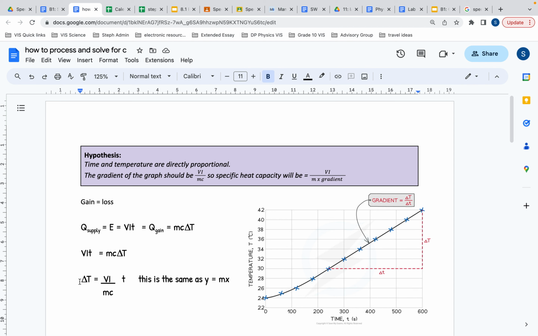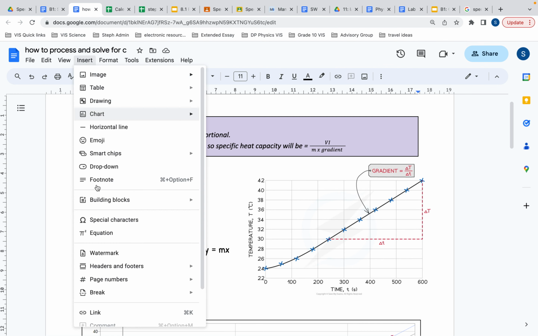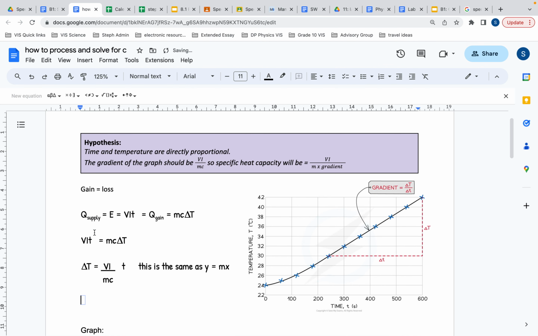So looking at this, we can see y equals mx. So what it tells me is that the gradient of this graph must be equal to potential difference times current divided by the mass and the specific heat capacity. Okay, so if I want to find the specific heat capacity, I'm going to quickly insert an equation. Let's just write out the gradient. The gradient is going to equal the voltage, the current, divided by mass and specific heat capacity.